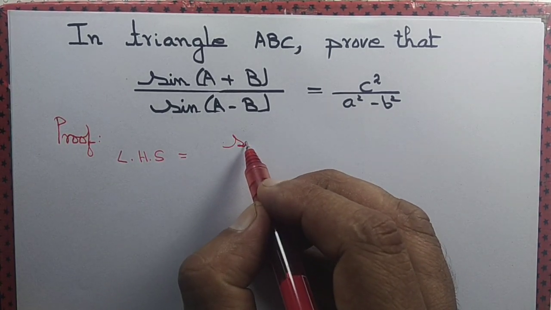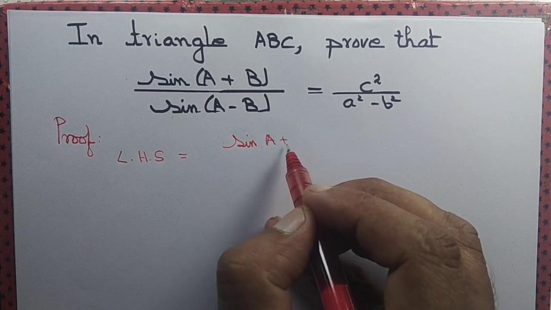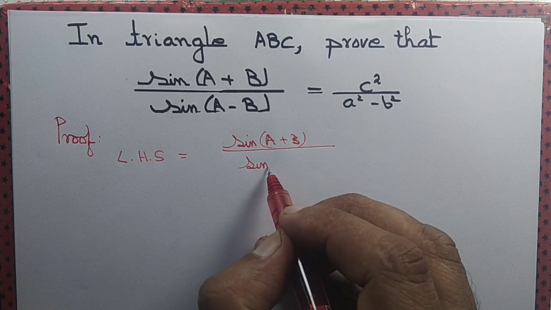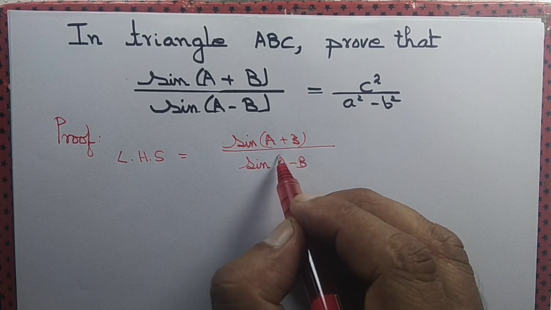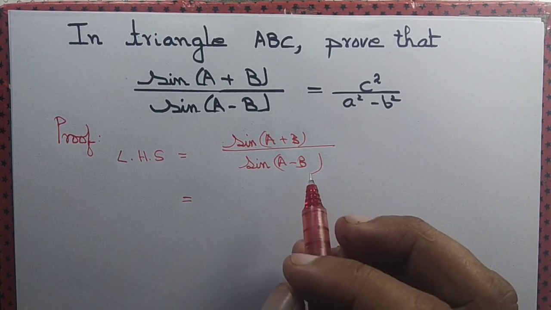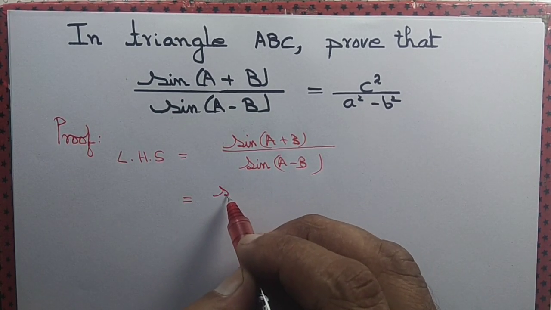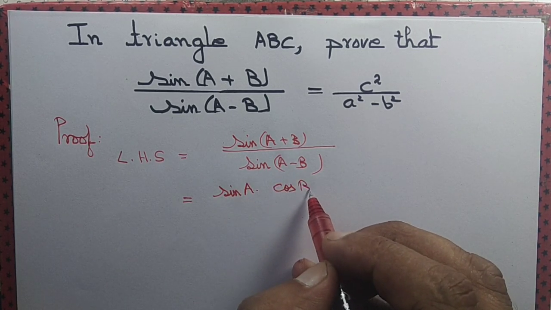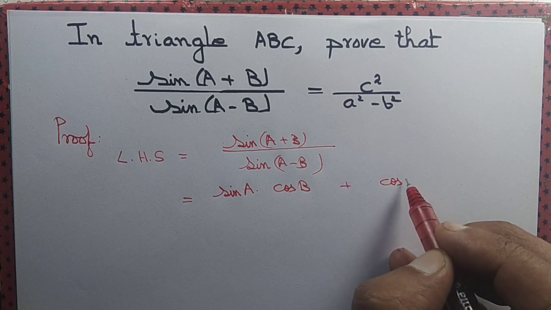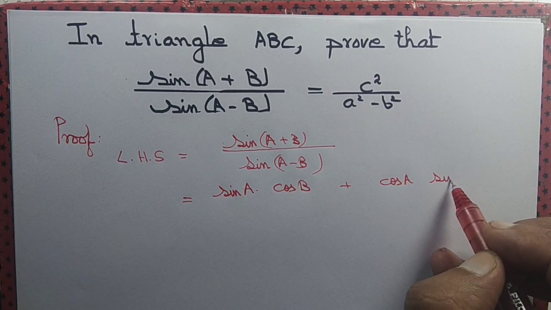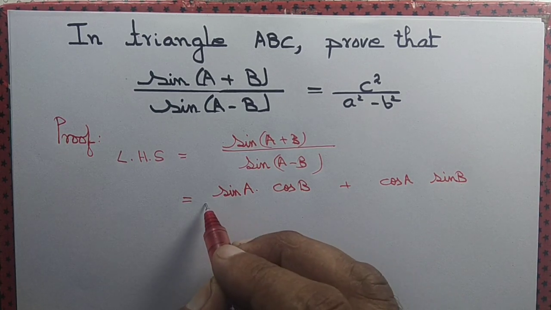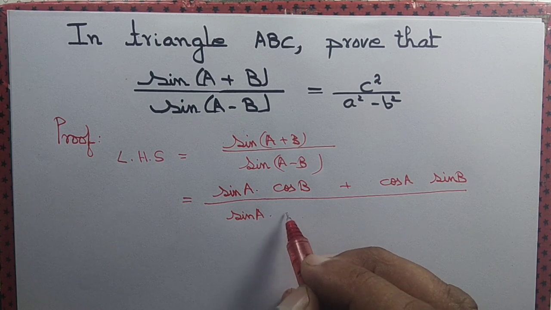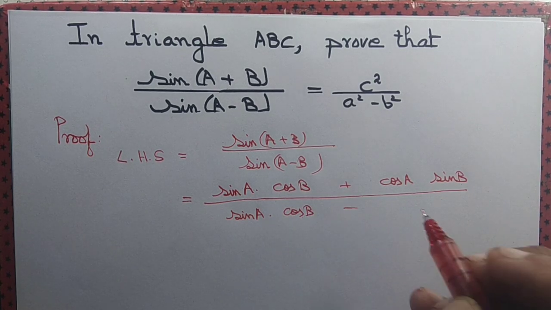That's equal to sin(A+B) divided by sin(A−B). Now we know the formula for sin(A+B), that's equal to sin A cos B plus cos A sin B. Again, sin(A−B) equals sin A cos B minus cos A sin B.